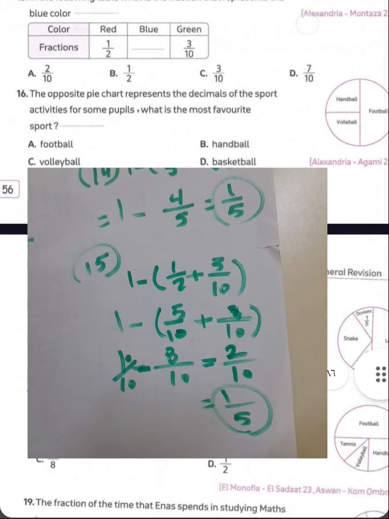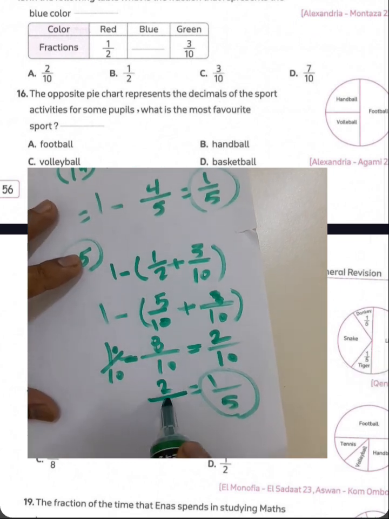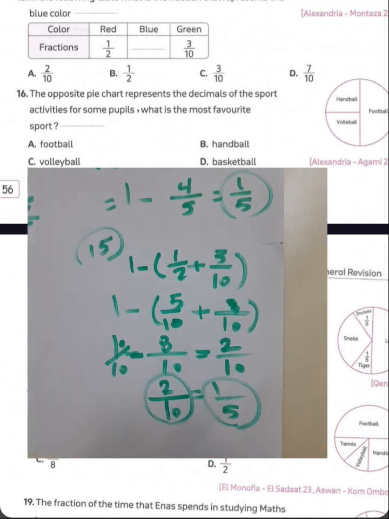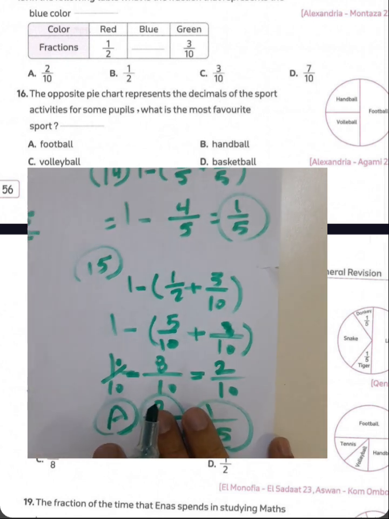Choose here. 1 over 5 equals 2 over 10, because 2 times 1 equals 2 and 2 times 5 equals 10. You must choose 2 over 10, letter E, for question 15. Next question. Question 16.